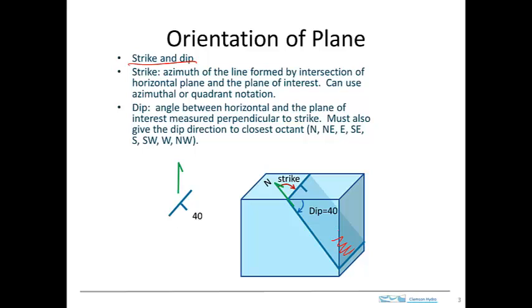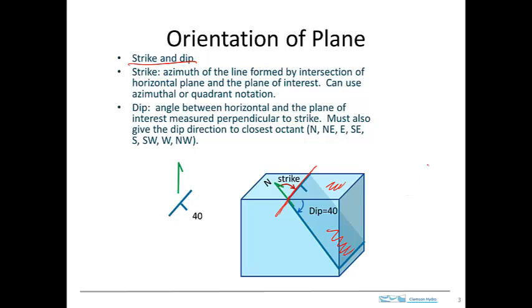So if this is the plane we're interested in and this is a horizontal surface, a horizontal plane, then their intersection is marked by that line right there. And the strike direction is the angle from north to this line. We can describe the strike and dip using a symbol like the one shown here.